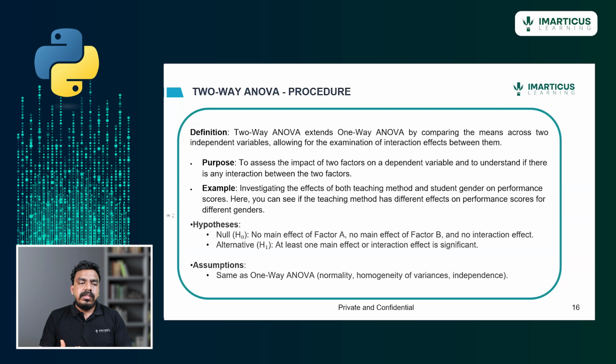The null hypothesis states that there is no main effect of factor A, no main effect of factor B, and no interaction effect. The alternative hypothesis states that at least one main effect or the interaction effect is significant. The assumptions of two-way ANOVA are the same as one-way ANOVA: normality, homogeneity, and independence.